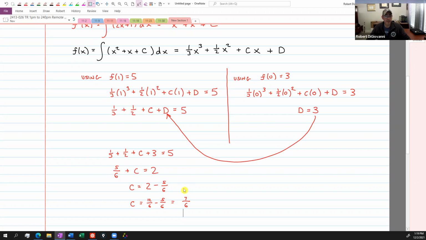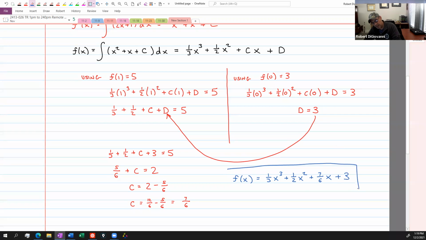So that's it. I know what f is now, right? My original function is 1/3 x cubed plus a half x squared plus c, but I just said c was 7/6, 7/6 x plus d, but we saw that d was 3. That is the precise function that we're looking for. All right. That should help you with the problem on the review.